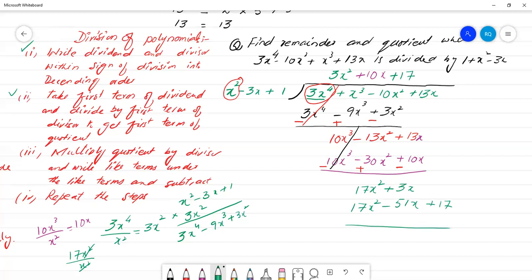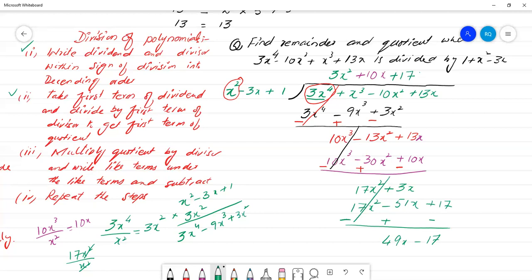So the sign is opposite. 17 having the plus sign, it becomes the minus. It becomes plus, it becomes minus. First term will be cancelled out. So you will get the 49x minus 17. If I am not wrong, plus minus mistake, you have to check very carefully.